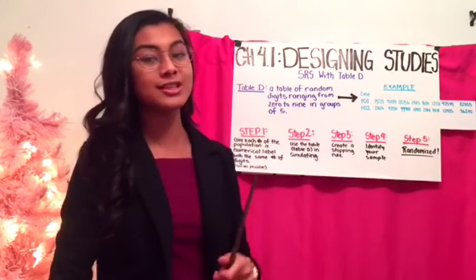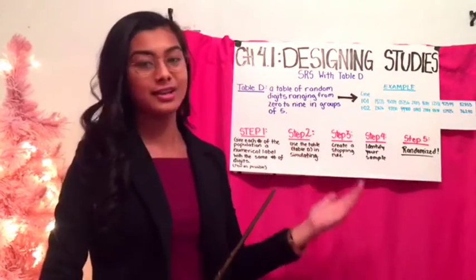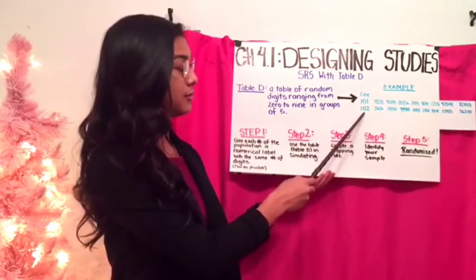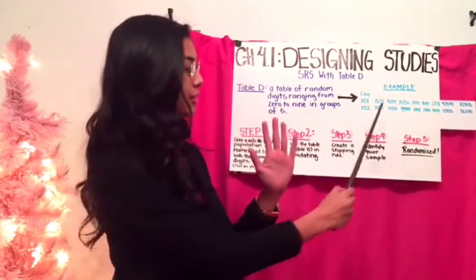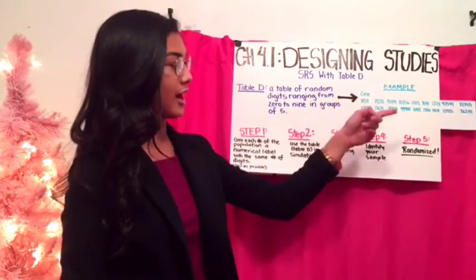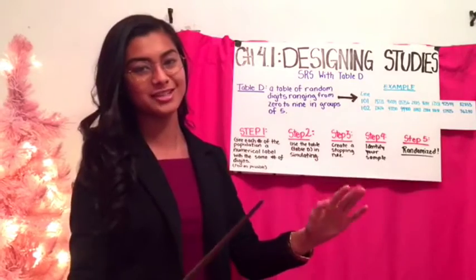Now, here's an example. There are many lines within Table D, but these are a couple of them, lines 101 and 102. Notice how there are 5 numbers in each group. They all range from 0 to 9, and they are completely randomized.